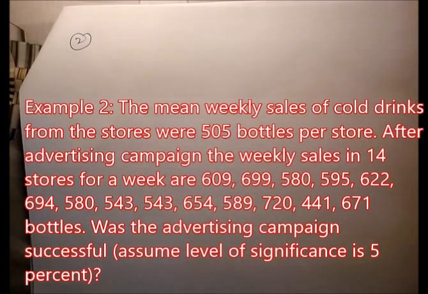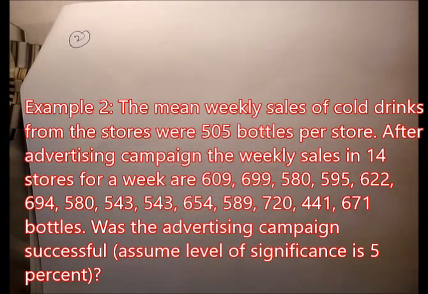The mean weekly sales of cold drinks from the stores were 505 bottles per store. After an advertising campaign, the weekly sales in 14 stores for a week are 609, 699, 580, 595, 622, 694, 580, 543, 543, 654, 589, 720, 441 and 671 bottles. Was the advertisement campaign successful? Assume the level of significance is 5%.